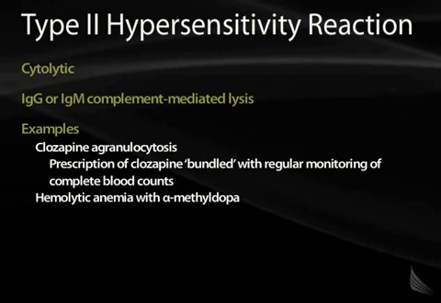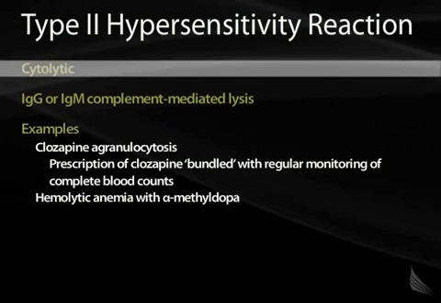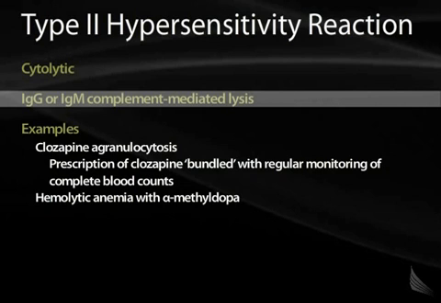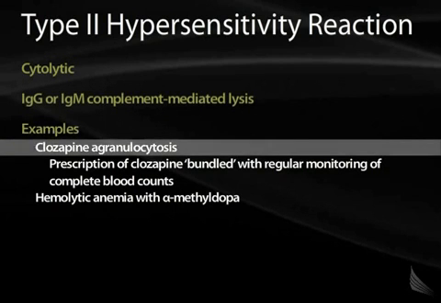Type 2 hypersensitivity reactions are generally considered cytolytic reactions, and this involves IgG or IgM causing complement to fix onto host cells and cause lysis of those cells. An example of this is clozapine, the atypical antipsychotic, causing agranulocytosis.